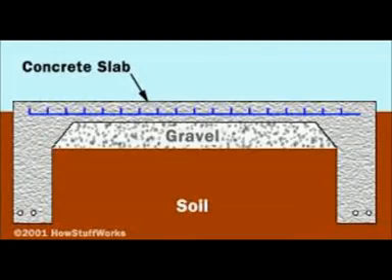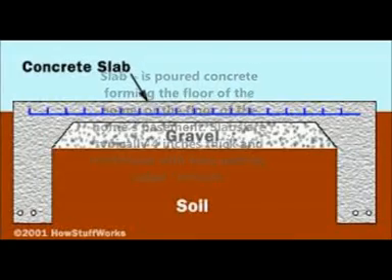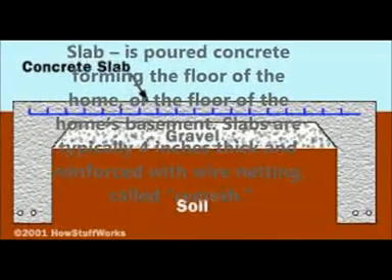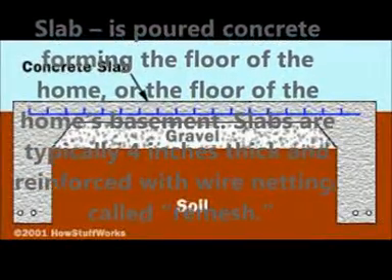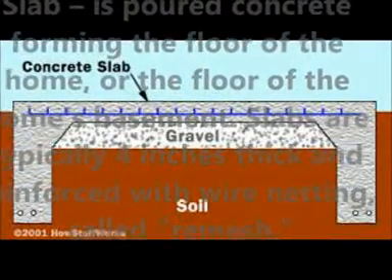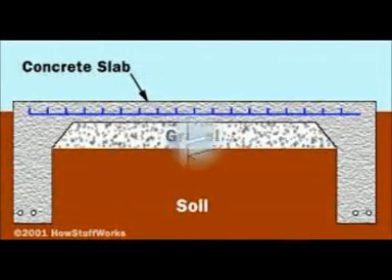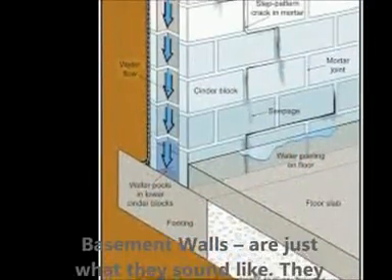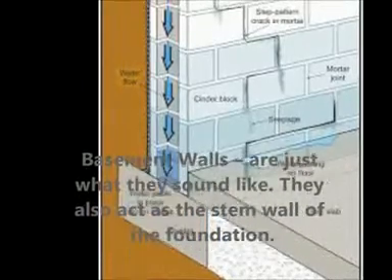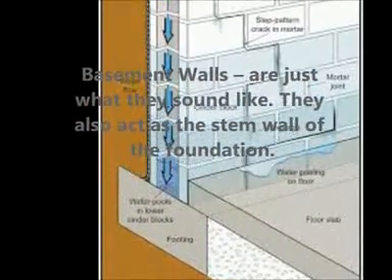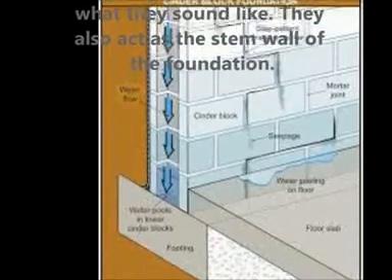3. Slab is poured concrete forming the floor of the home, or the floor of the home's basement. Slabs are typically 4 inches thick and reinforced with wire netting, called remesh. 4. Basement walls are just what they sound like. They also act as the stem wall of the foundation.